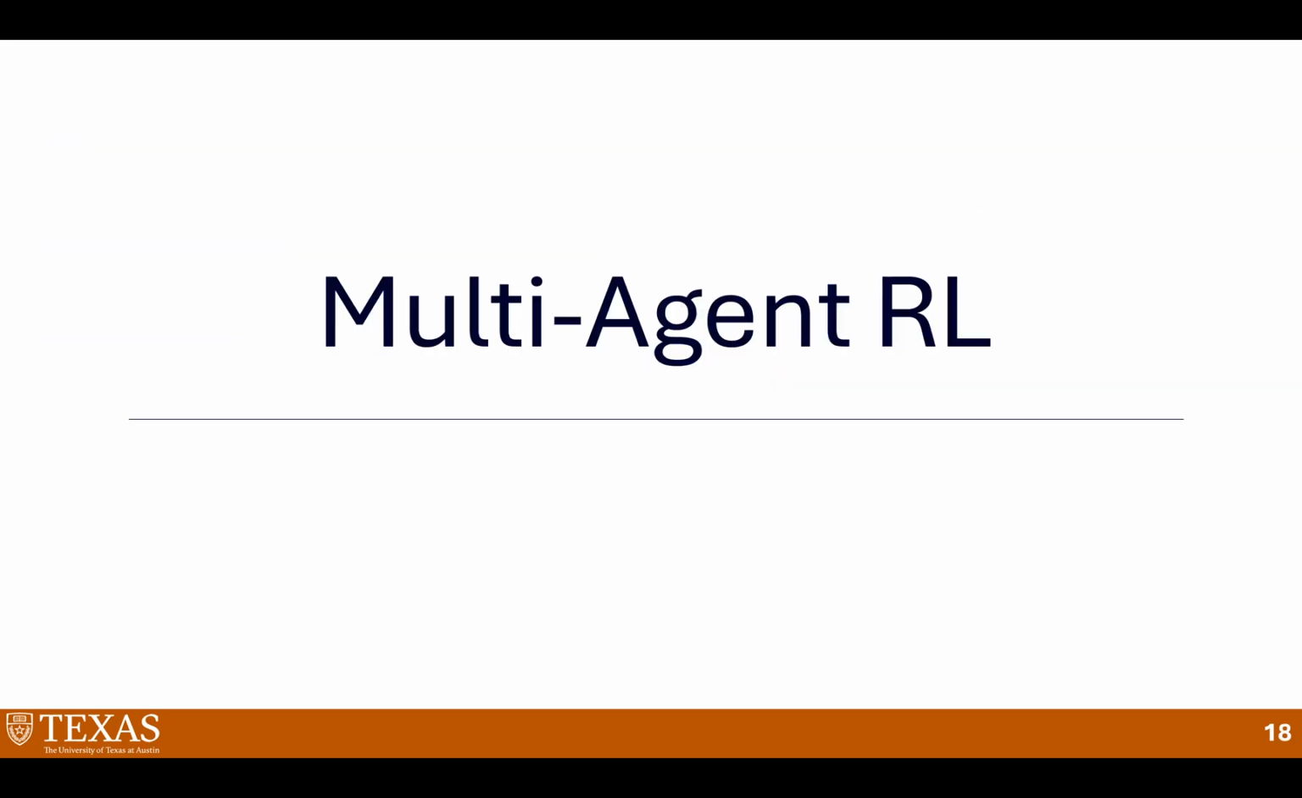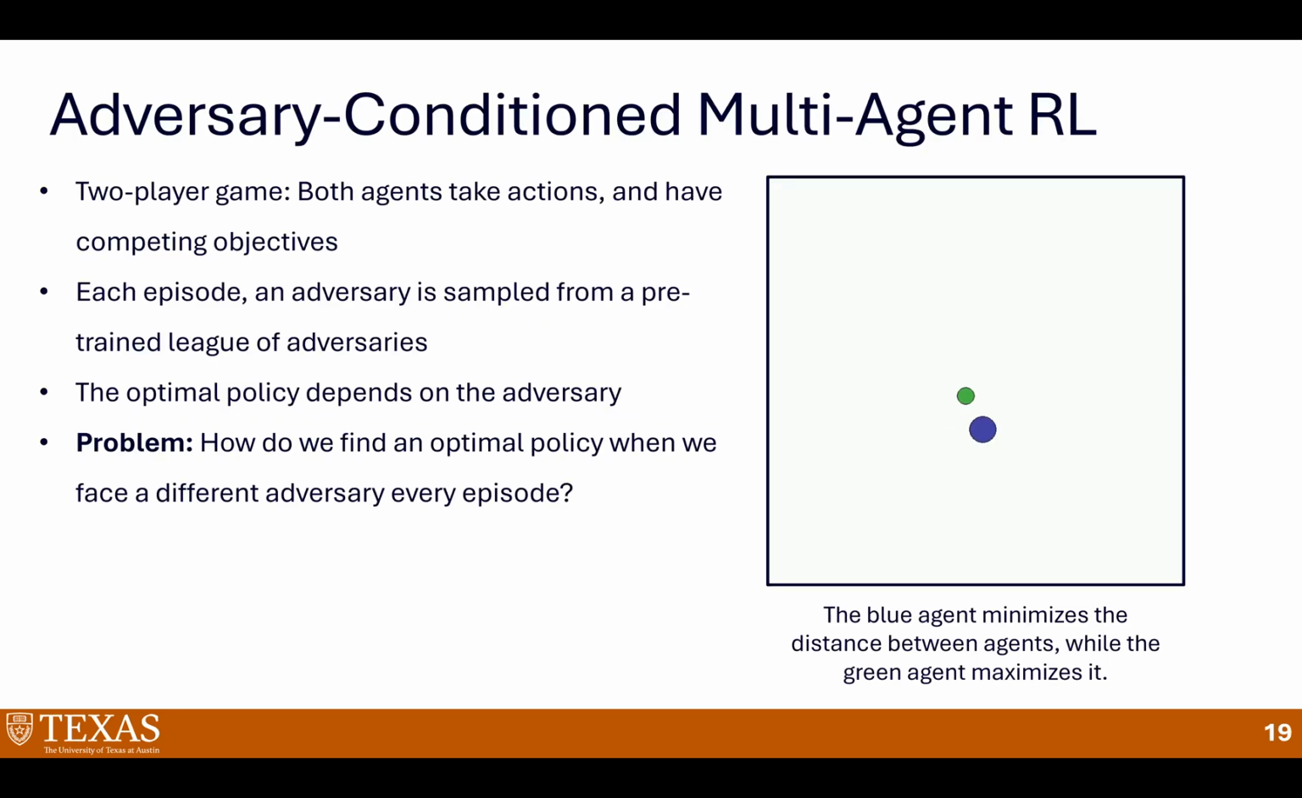The last example I want to talk about is multi-agent reinforcement learning. In this setting, it's a two-player game, and every episode, a new adversary is sampled from a set of adversaries. And so the goal is that the ego agent should perform well against every adversary. And the question is, how can we find an optimal policy against each adversary, and how can we exploit each adversary specifically?